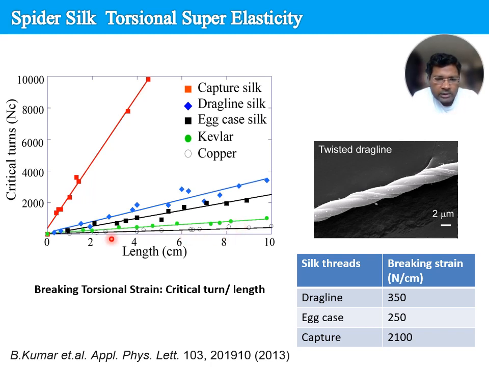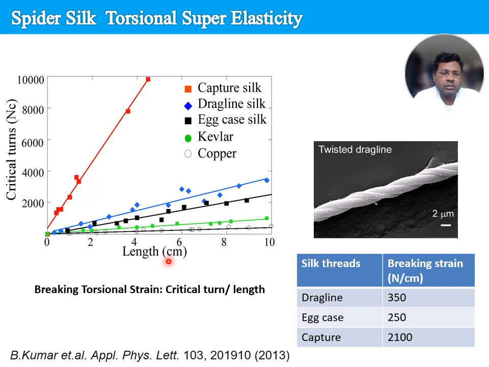Here we can see that the Kevlar plot is the green plot and the copper metal plot is the white dotted plot. To demonstrate the exceptional ability of spider silk to withstand great torsional strains, in this figure we also show the measured critical twist to rupture for dragline, egg case and capture silk of various lengths, 20 to 100 mm.